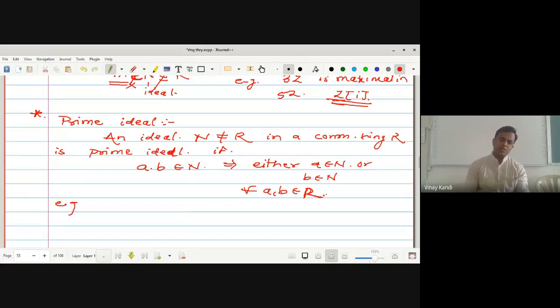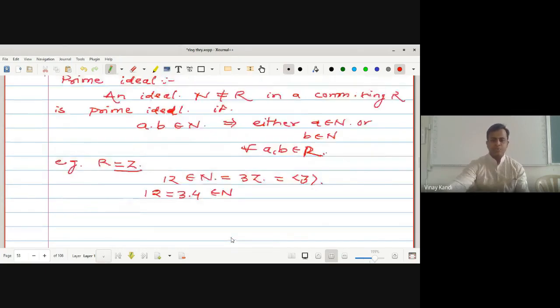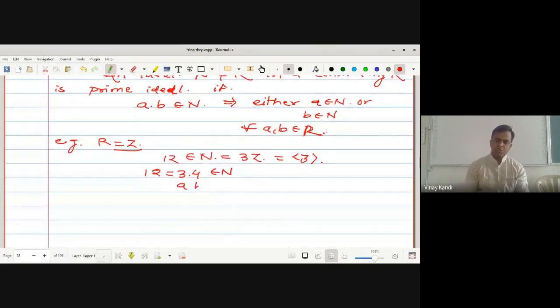ओके, for example R is equal to Z, which is commutative ring with unity पण आहे, without zero divisor पण आहे, सगळंच आहे. ओके, 12 belongs to n, which is equal to समजा 3Z, generated by 3. आहे का नाही 12 याच्यामध्ये? प्लस मायनस 3 प्लस मायनस 6 प्लस मायनस 9 प्लस मायनस 12 म्हणजे प्लस 12 आहे. So 12 is equal to 3 into 4 which belongs to n. Okay, so this is a, this is b.